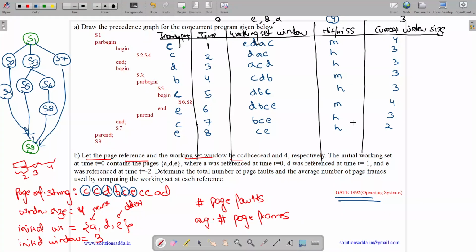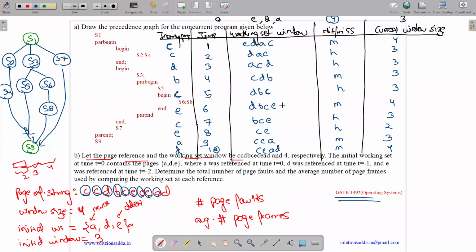Now what happens? Now we get an A. So C is done, E is done. Now we get an A at time 9. So what does our window become? We push A. Window size is 3 and it is a miss. Now at the end we have D. It is also a miss and our window becomes C, E, A, D. Window size is 4 at time t equals 10.